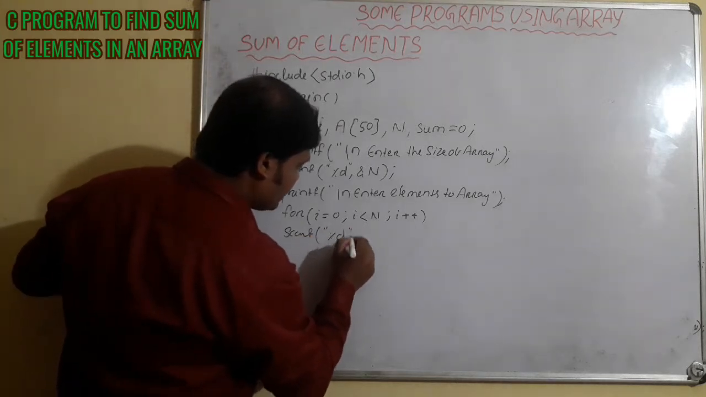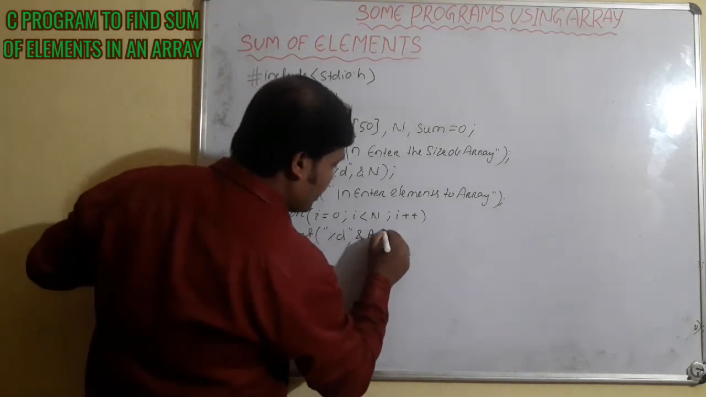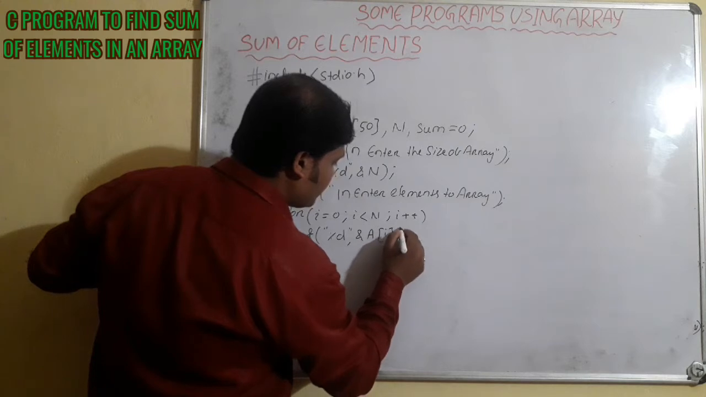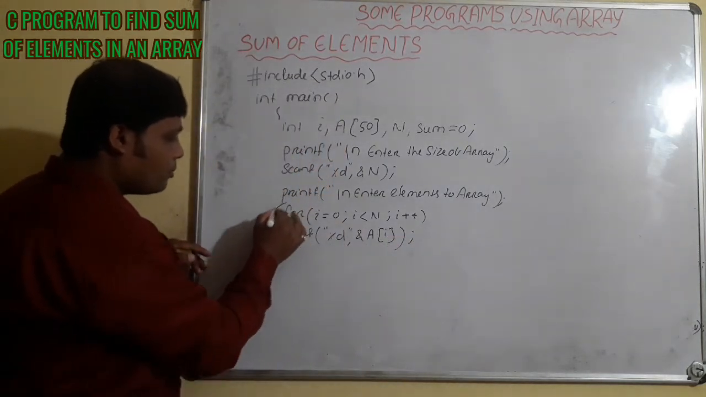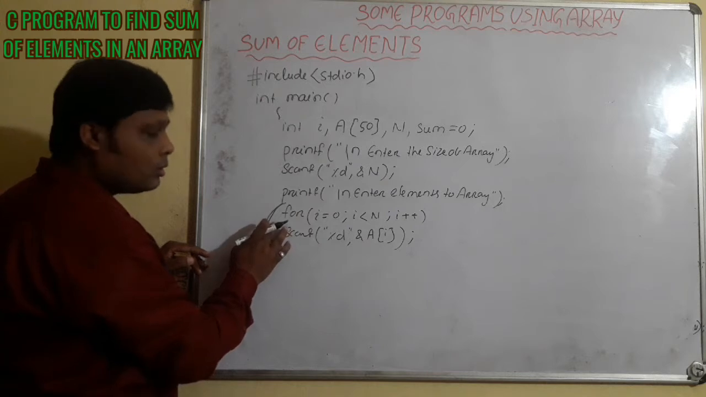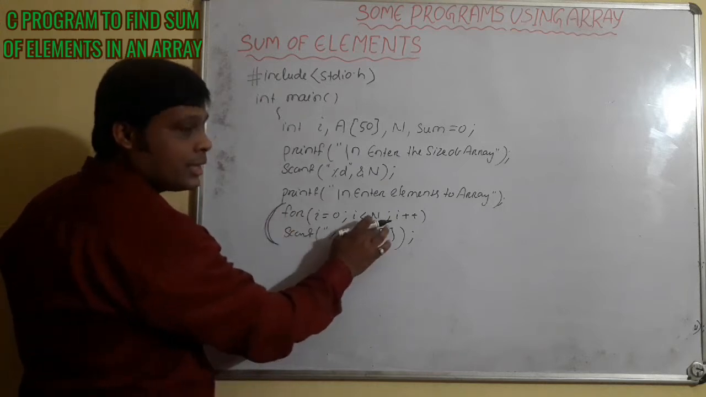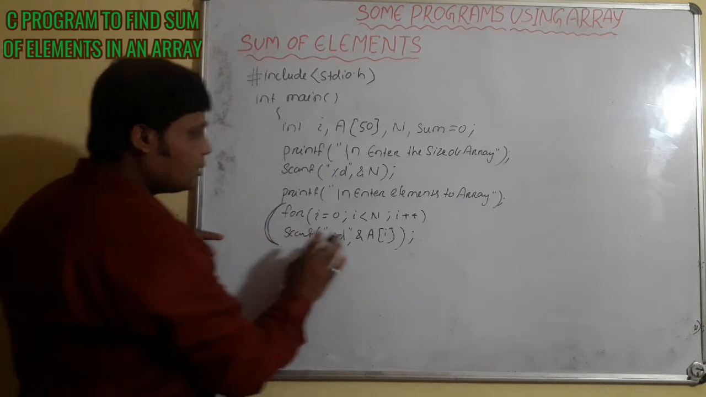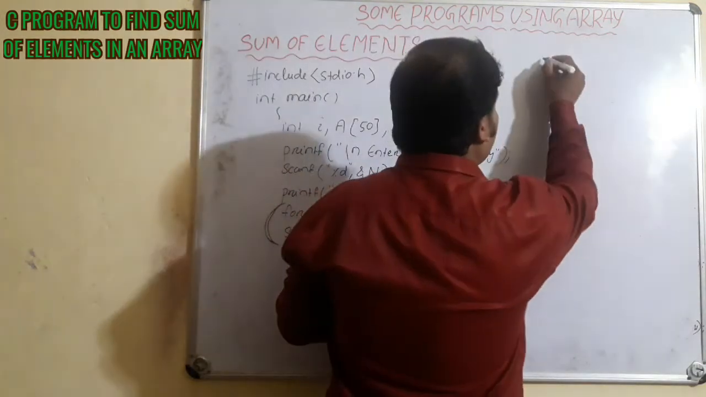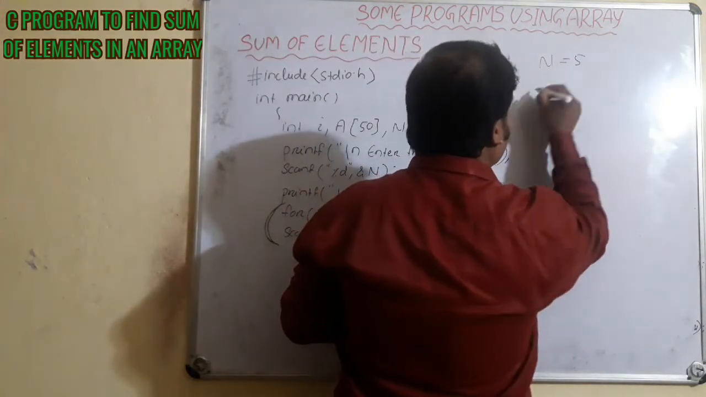%d, ampersand a of i. This for loop I am using to input all elements. That means n number of elements to this array. Clear? That means suppose I am taking n value is 5.